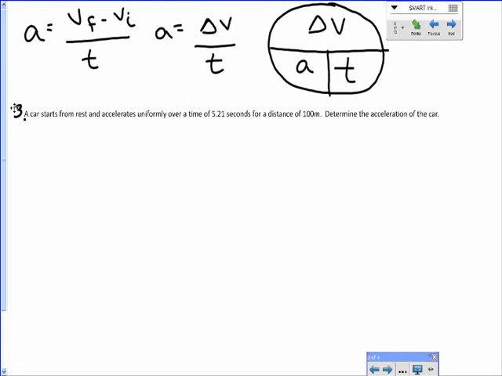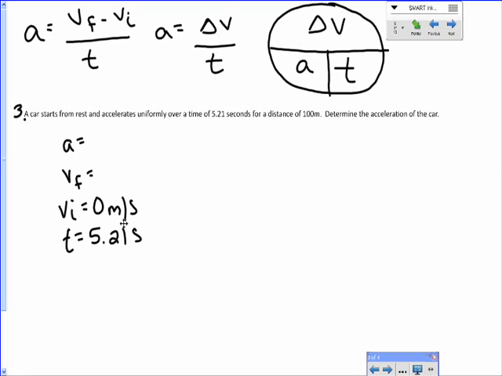This is number 3. A car starts from rest and accelerates uniformly over a time of 5.2 seconds for a distance of 100 meters. Determine the acceleration. We have A equals, VF equals, VI equals, and T equals. So we need to see what we have. It says a car starts from rest. If it starts from rest, that means the initial is going to be 0 meters per second and accelerates uniformly over a time of 5.21 seconds. So our time is 5.21 seconds for a distance of 100 meters. Determine the acceleration of the car.